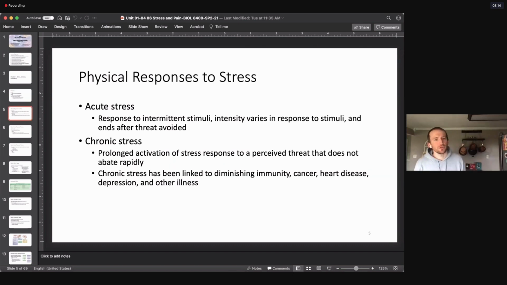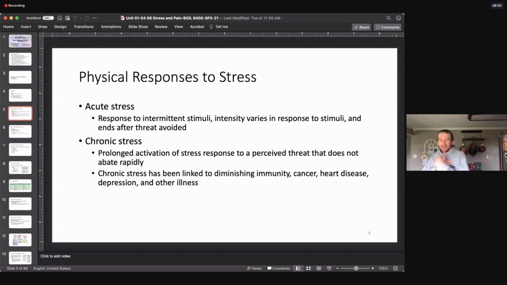Stresses can be acute, and these are stresses that occur after an intermittent stimulus. So a sudden jump, somebody jumps out from behind the shadows to scare the crap out of you. That's an acute one. And depending on the stimulus, you might have a variety of intensities in that response. But then once that stimulus is gone, once you realize it's your friend, you punched them in the face and they've gone away, your body returns, in a healthy stress response, to normal, right? The stimulus goes away, the response goes away.